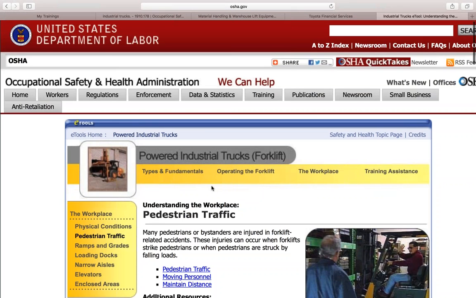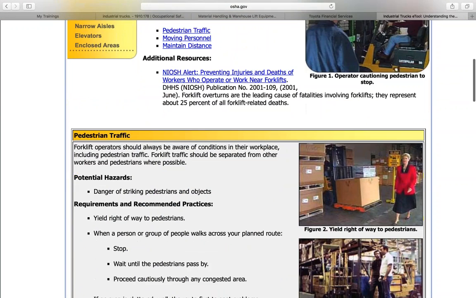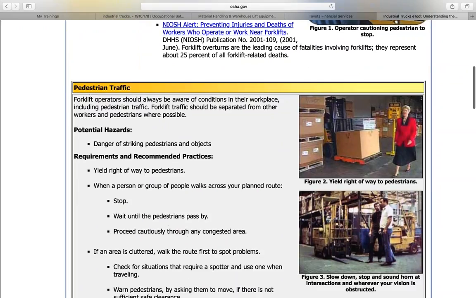Okay, so check this out, right? So now I'm looking at pedestrians. Look at the right here in the e-tool. Okay. And here's the problem. Like I said, it says recommended and required. Which one is it? They don't delineate, right? But there you go. Yield right away to pedestrians. So what I tell people is just be ultra cautious. I mean, we know operations is going to come first, right?